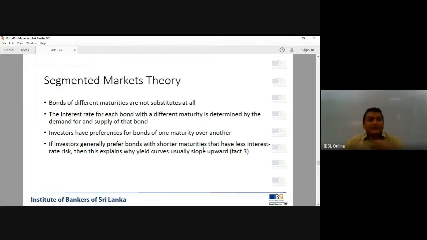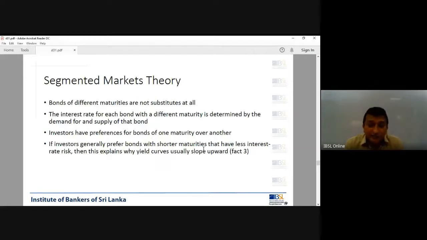Okay. So what the segmented market tries to say is that the interest rate for each bond with a different maturity is determined by the demand and supply forces in that bond market. If it is a short-term bond, demand and supply for the short-term bond will determine the short-term interest rate, whereas demand and supply of the long-term bond would determine the long-term bond's interest rate. So these markets are not substitutes, and to say that, different maturity preference classes are there in the market.